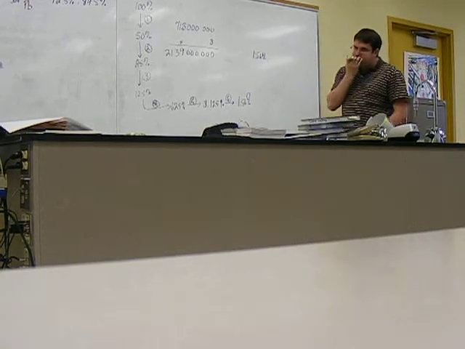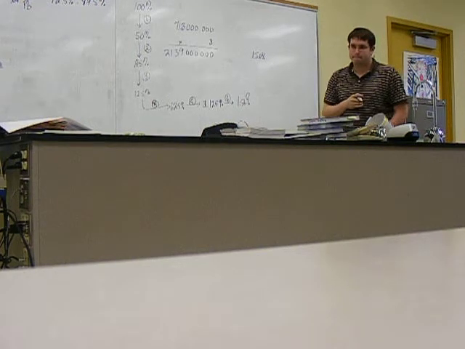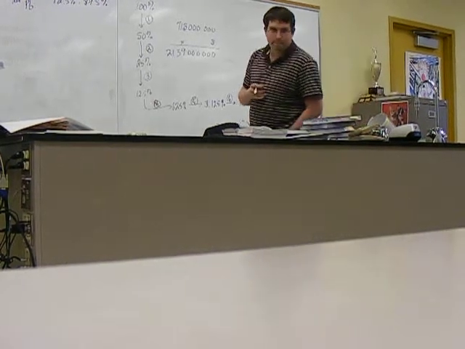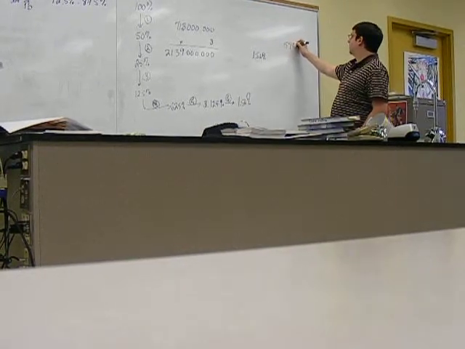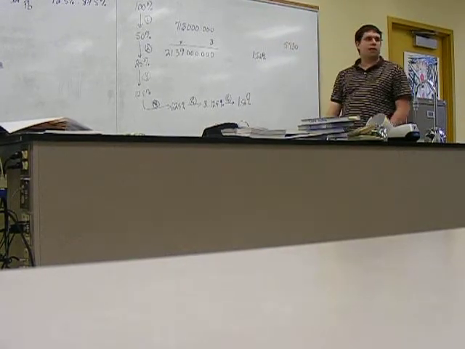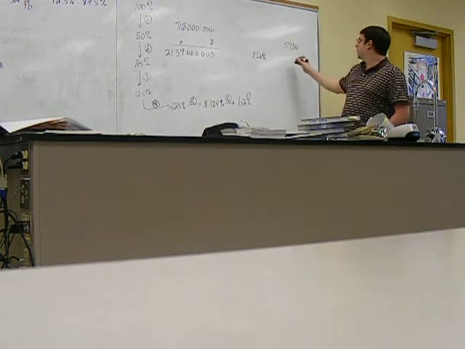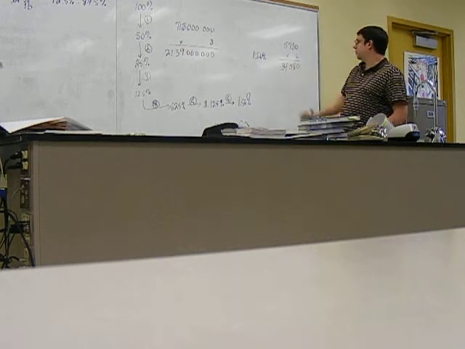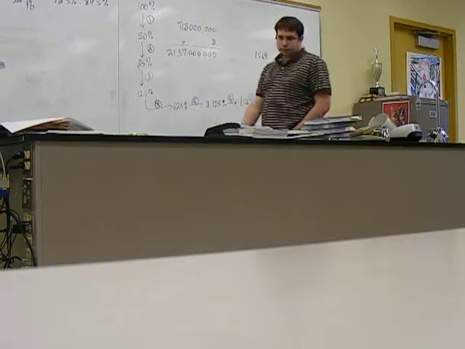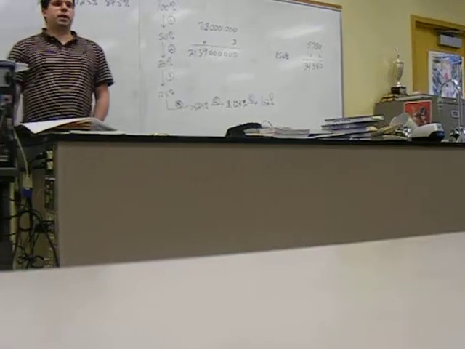So, what's the half-life for carbon? 5,730 years for carbon-14. We're going to multiply that by 6. So 34,380 years old would be the approximate age of that.